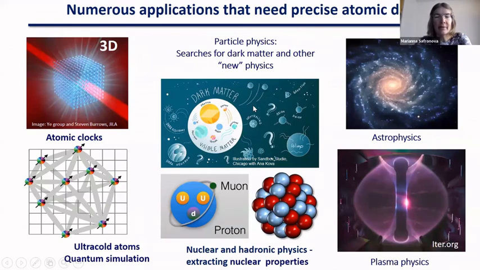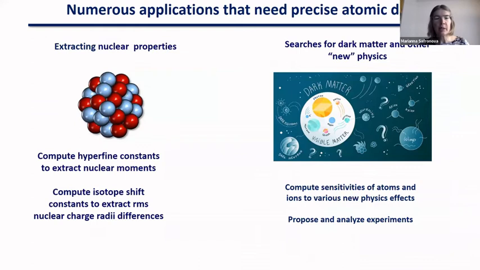And today we'll talk about various applications of atomic theory and some of the recent advances which happened in the past couple of years. So first, there are many different reasons why you want precision atomic data. Of course, development of atomic clocks, various experiments with ultracooled atoms, quantum information, quantum simulation, astrophysics, plasma physics, particle physics, searches for dark matter and other new physics, and of course, the topic of this conference, extracting various nuclear properties from atomic spectroscopy. Today we'll talk mostly about extracting nuclear properties, specifically how to extract precision nuclear moments.